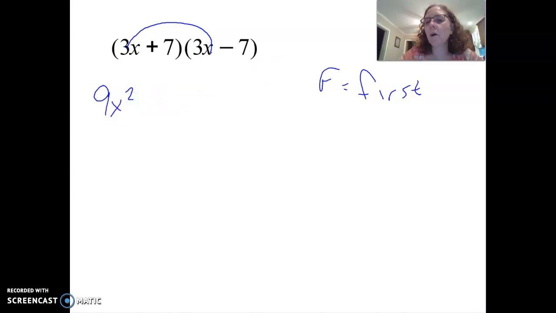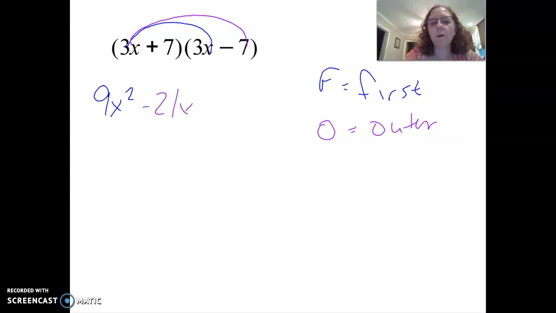All right, and then O in FOIL. O stands for outer. So I'm going to take that 3x and I'm going to multiply this time times the -7. 3x times -7, -21x. Oop, my x didn't turn out very well there. Okay, so notice basically what we've done at this point is we've taken that 3x and we have distributed it to both things in the parentheses.